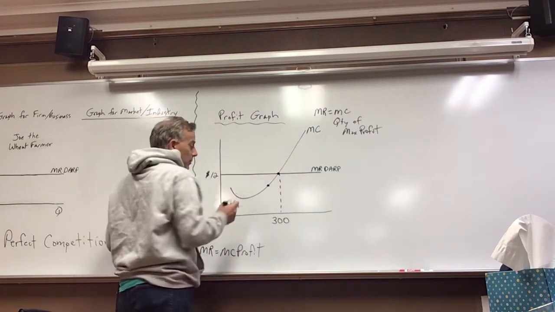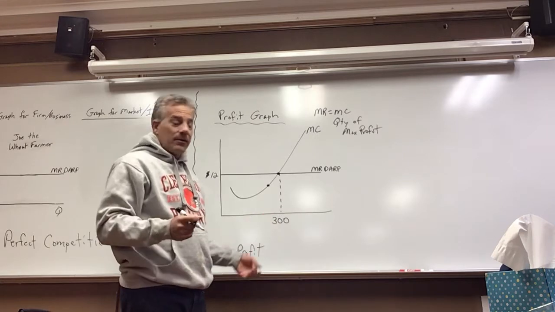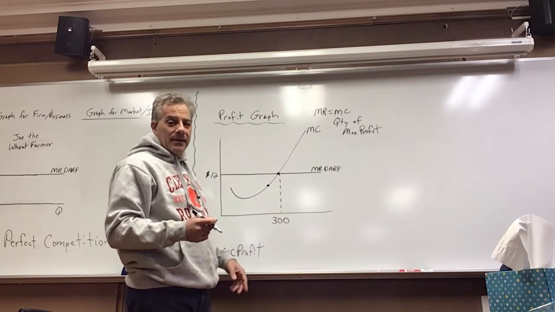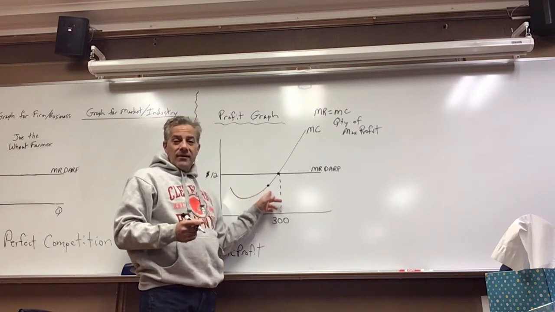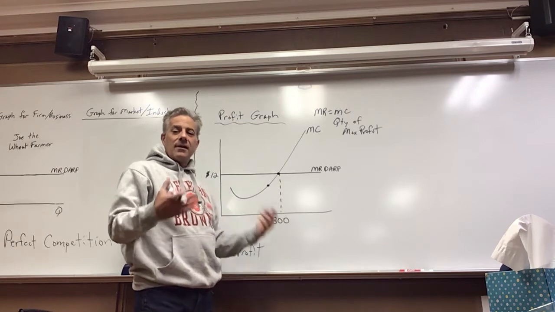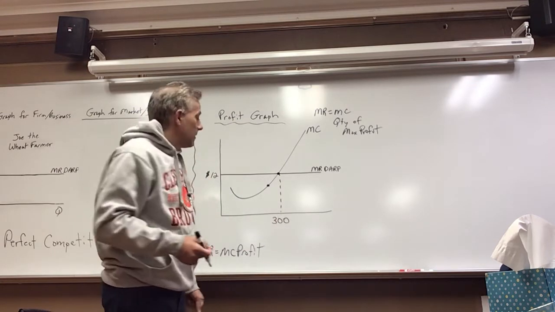And this is important to get the maximum credit. AP is just ridiculous about this. If you draw a graph and you don't have MC hitting ATC at its lowest point, you automatically lose the credit for it, okay?